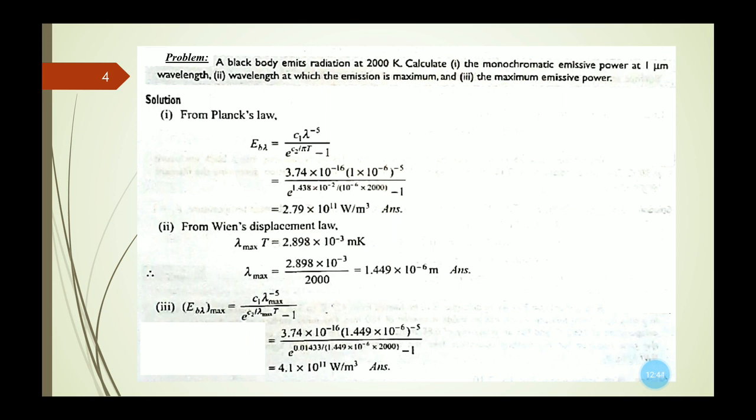So if we use this formula of Wien's displacement law, then lambda max, that is the wavelength at which the emission is maximum, can be calculated as 1.449 into 10 to the power minus 6 meter.